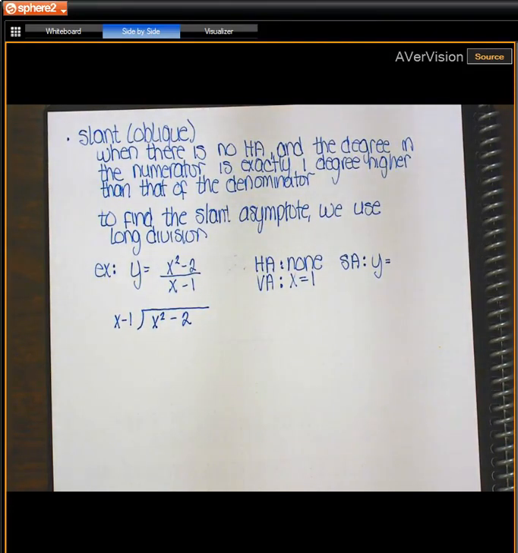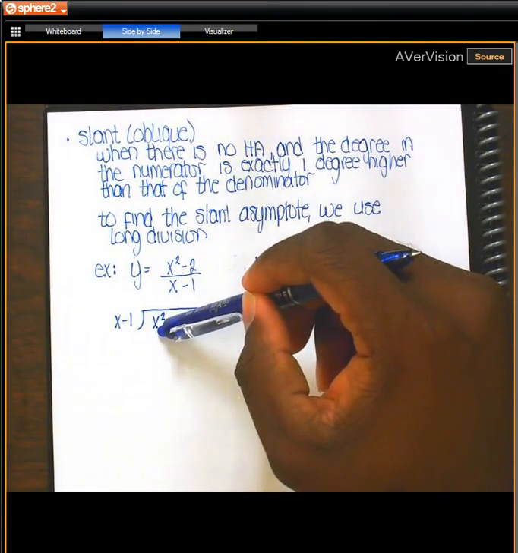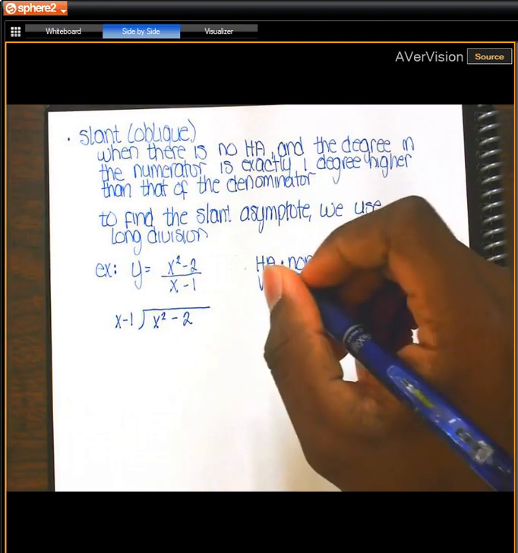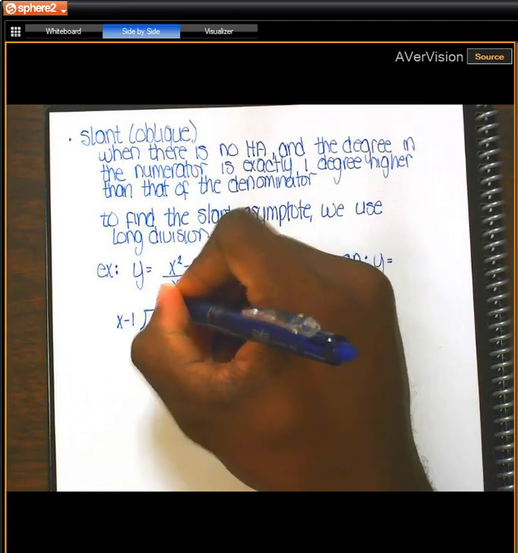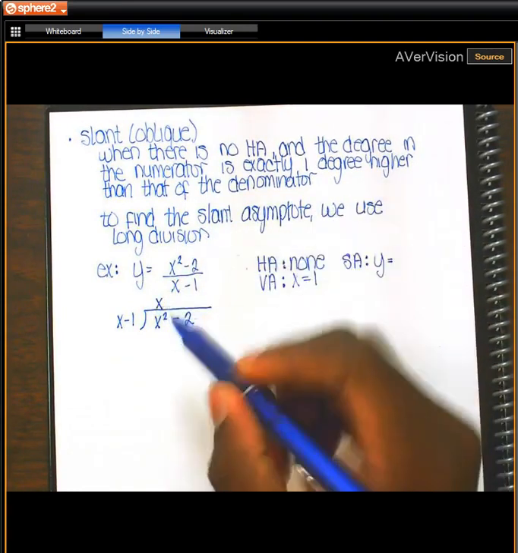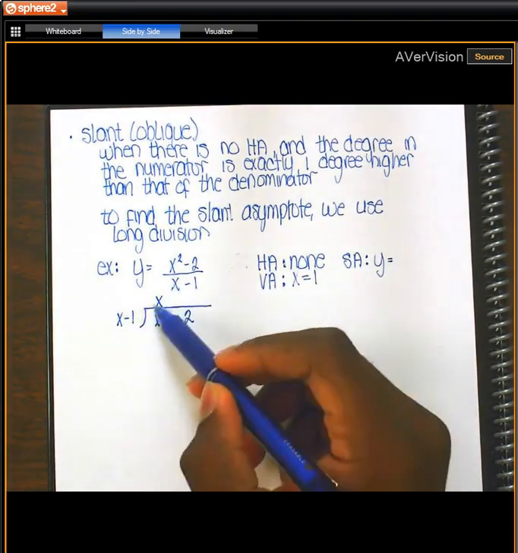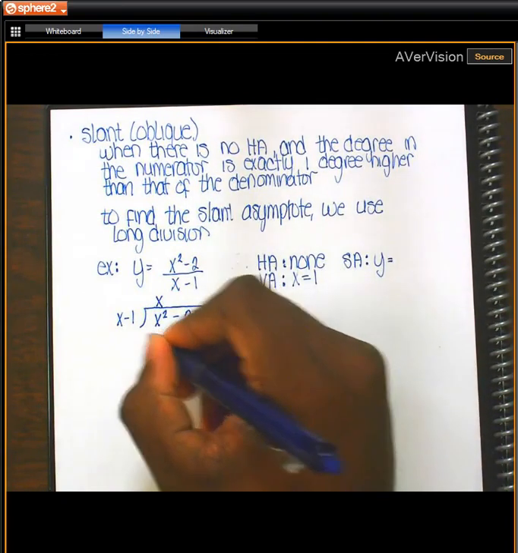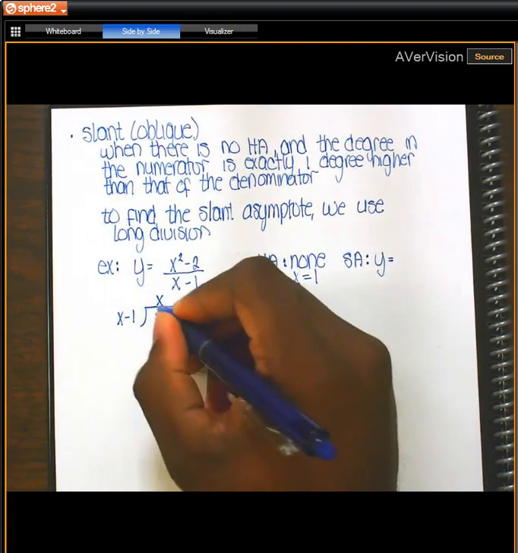So when we're dividing, remember, we're trying to figure out what to multiply to x to get x squared. What do we have to multiply to x to get x squared? So once we figure that out, we multiply it to both the x and the -1. And when we come down here, we do what? What sign? We subtract, so we put the opposite sign.